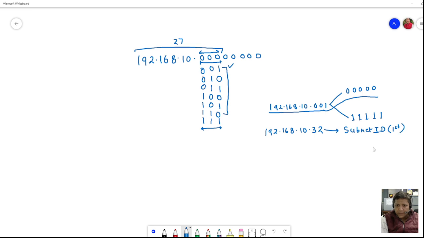First subnet ID. What is this number? Tell me. So dot 63 would be the broadcast ID of the first subnet, and from 33 to 62 would be the valid host IDs.